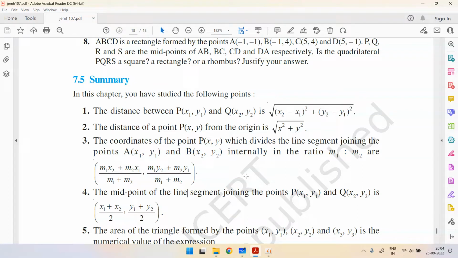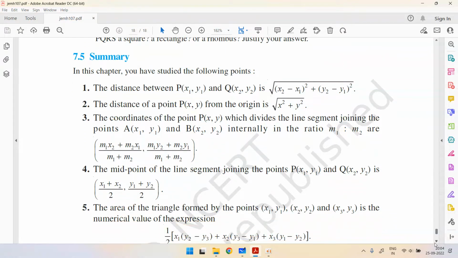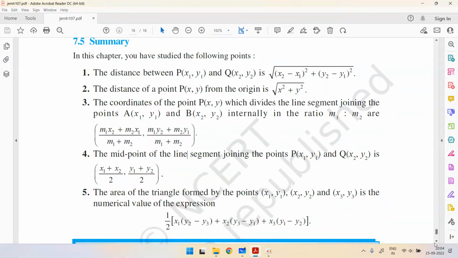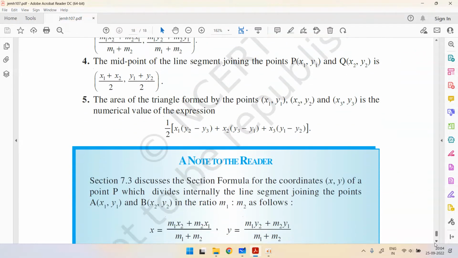Now the area of the triangle formed by the 3 points is given by half times a modulus. I am writing modulus because if you get anything negative for area, you need to convert it to positive, and modulus is the function which always gives a positive value. So modulus of x1 into y2 minus y3 plus x2 into y3 minus y1 plus x3 into y1 minus y2, whole mod into half, will give me the area of the triangle.